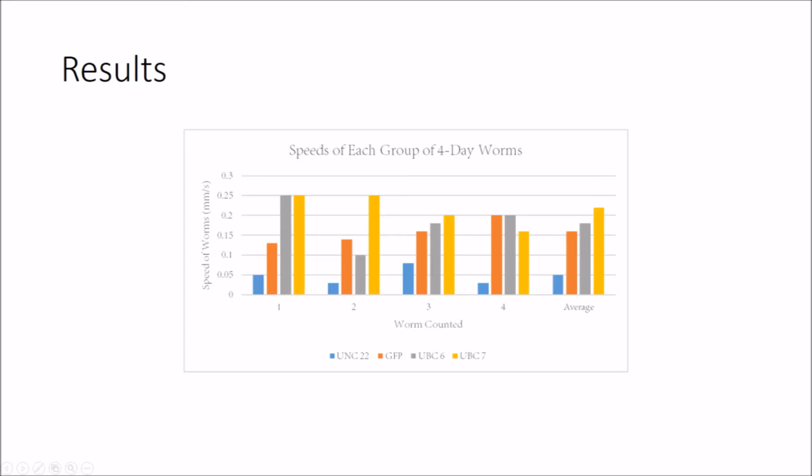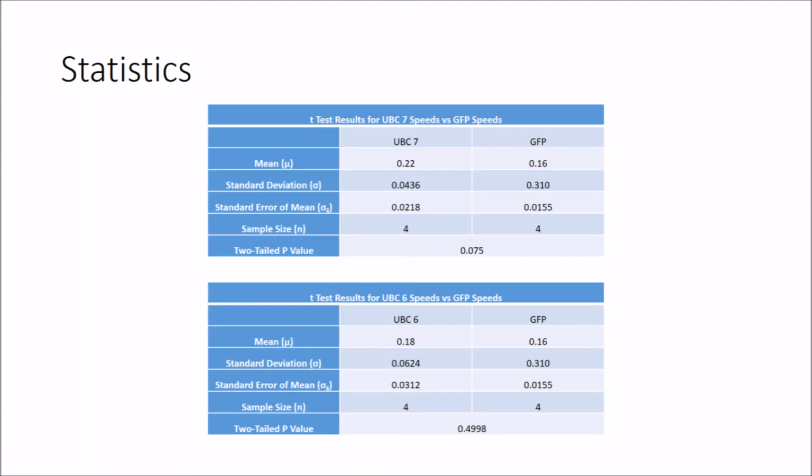Here, the average speeds in millimeters per second for each group is graphed. The UBC7 worms are fastest on average, while the UNC22 worms are considerably slower. When subjected to a t-test, however, the results indicate that the sample size is too small for a statistically significant finding.